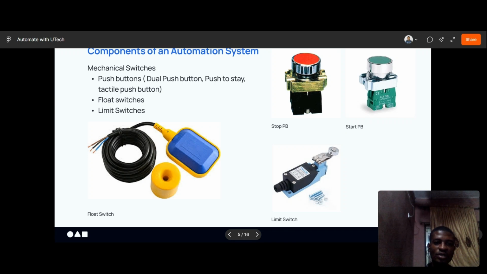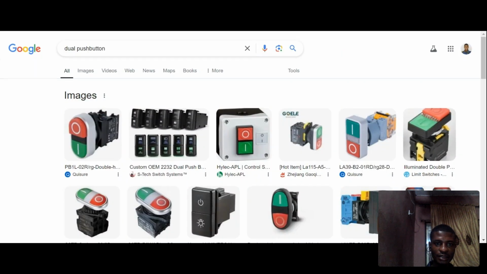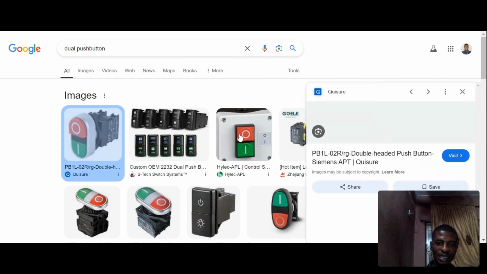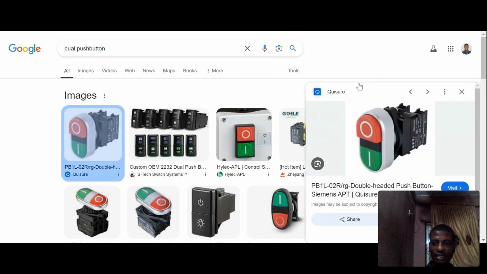It has both start and stop push buttons together on the same push button. So it's something like this. It has both, the start and the stop are included together.